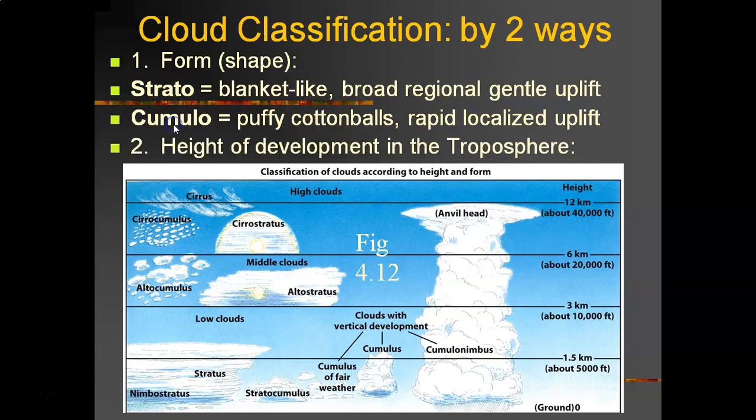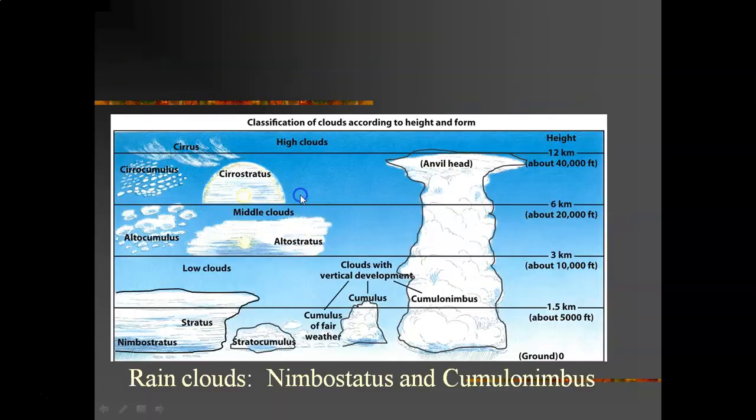And then the other way that you classify clouds is by the height of development in the troposphere, where they develop. So we'll put those two things together. You can see we're going to be at the ground, looking at this figure, and we're going to be moving up 1 mile, 2 miles, 4 miles, and then about 8 miles to the top of the troposphere. And so we're going to start with the high cloud family. Let's take a look at this figure here.